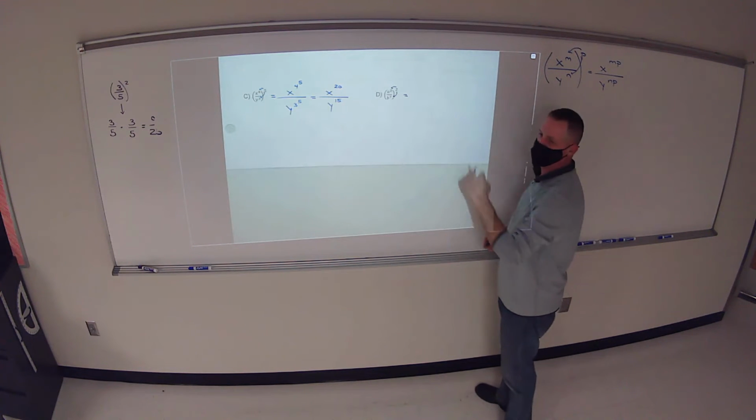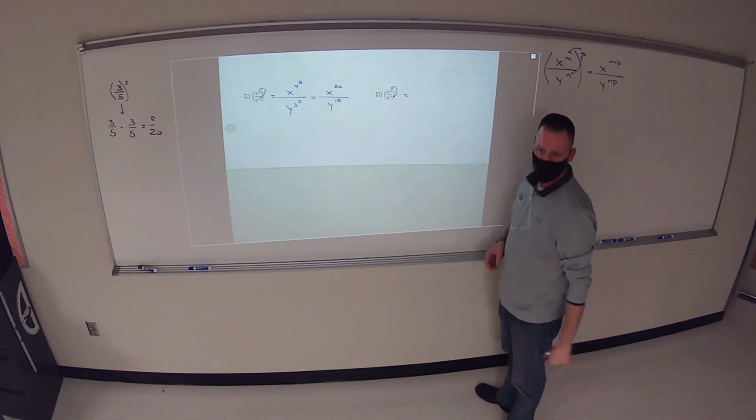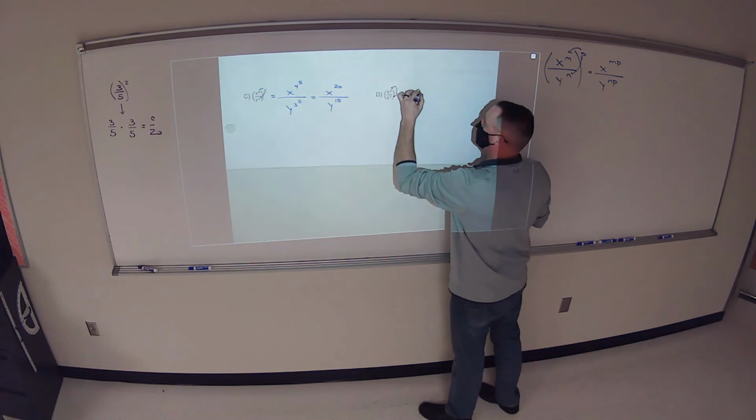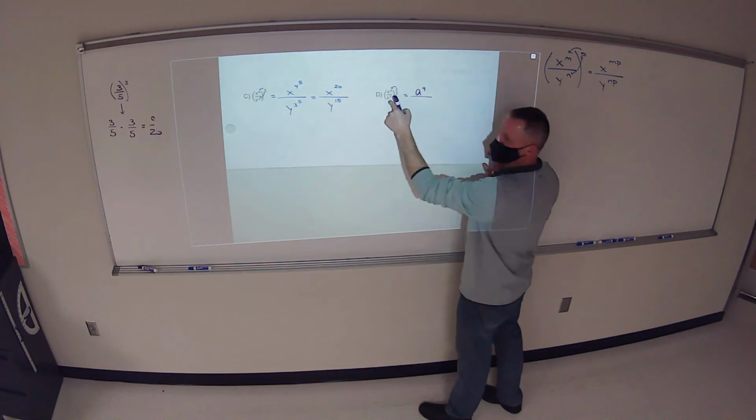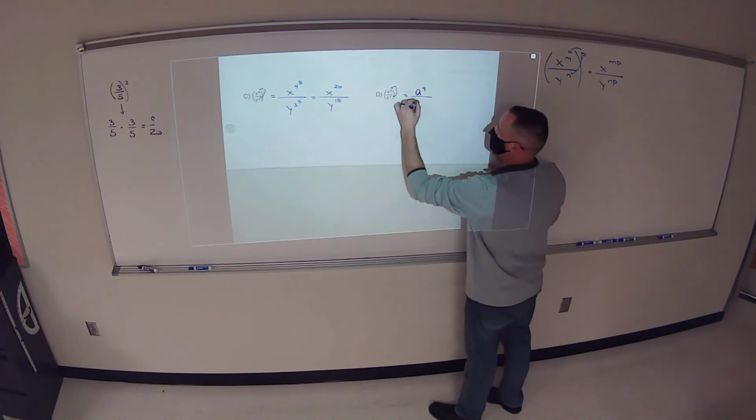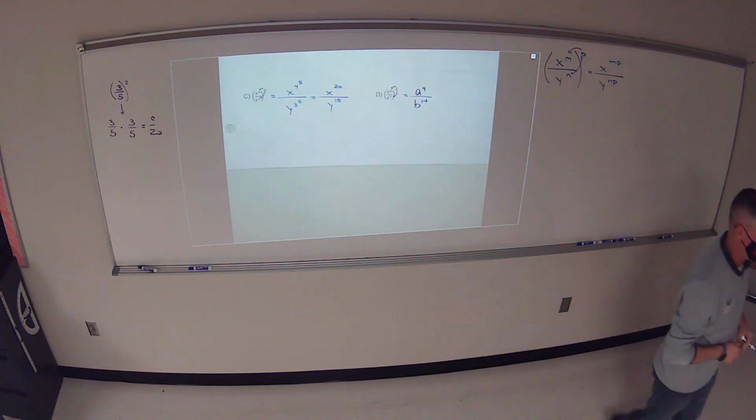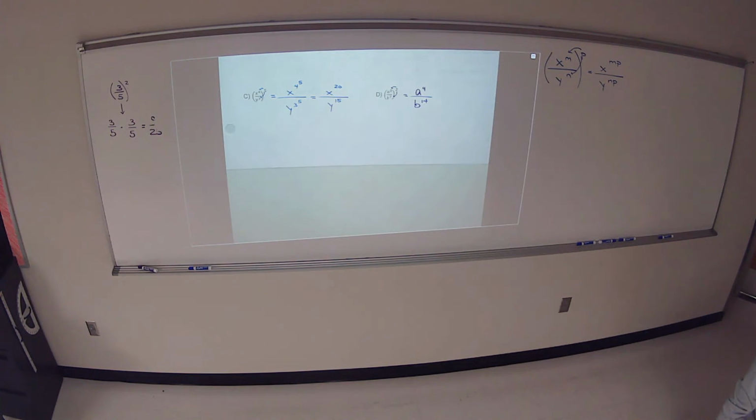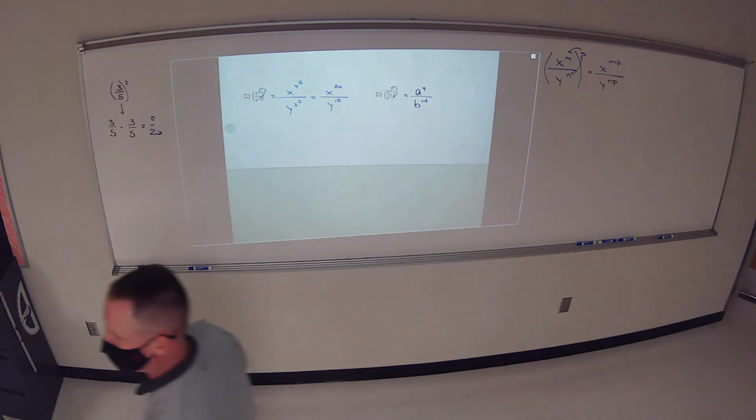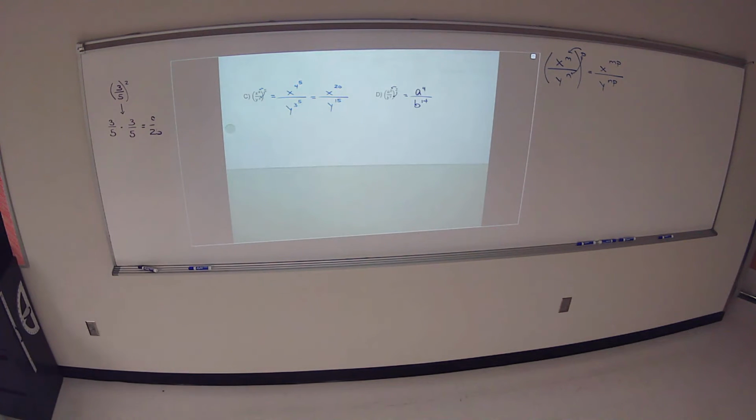What's a squared squared? A to the 4th. What's b to the 7th squared? B to the 14th. Okay, is that expression simplified? There we go. No zero exponents, no negative exponents, no like bases. There is the final answer.